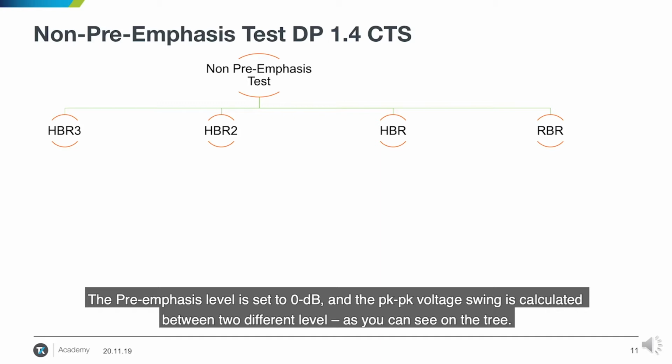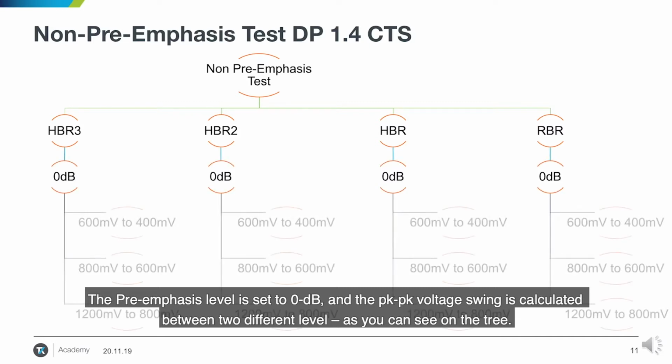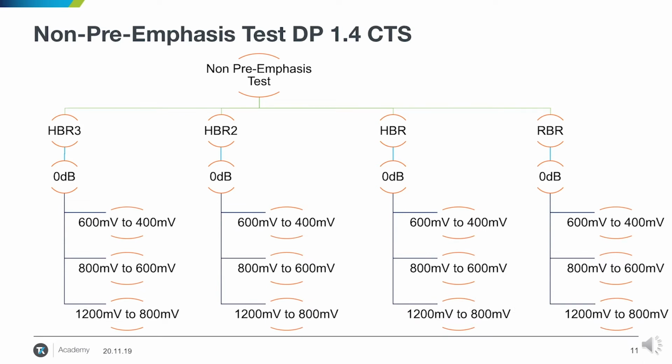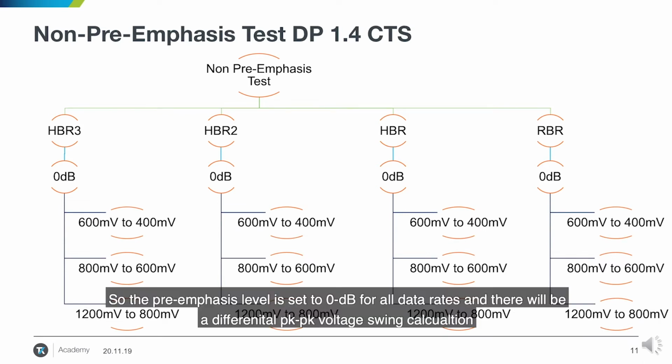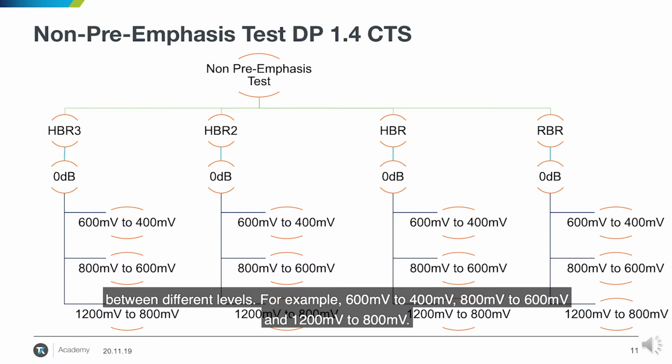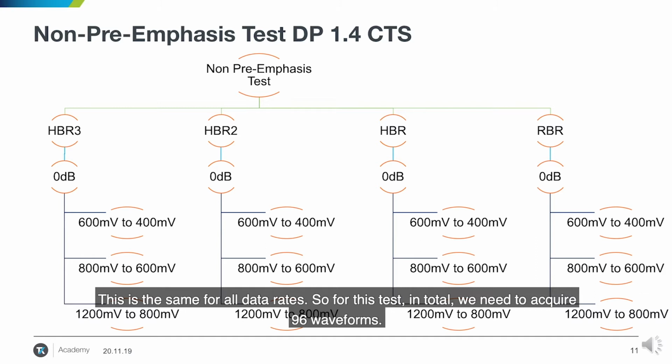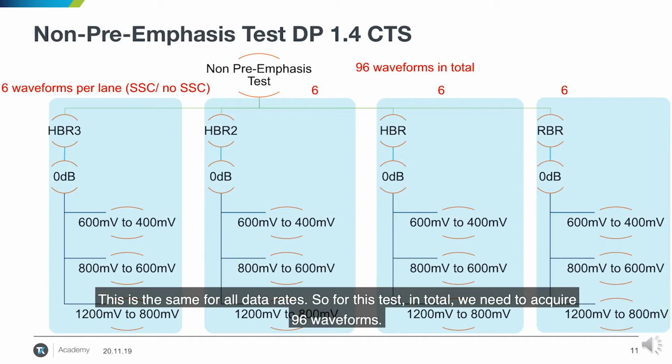The pre-emphasis level is set to 0 dB, and the peak-to-peak voltage swing is calculated between 2 different levels. As you can see on the tree, what was just explained is clear now. So the pre-emphasis level is set to 0 dB for all data rates, and there will be a differential peak-to-peak voltage swing calculation between different levels. So we have, for example, 600 millivolt to 400, 800 to 600, and 1200 millivolt to 800. This is the same for all data rates. So for this test, in total, we need to acquire 96 waveforms.